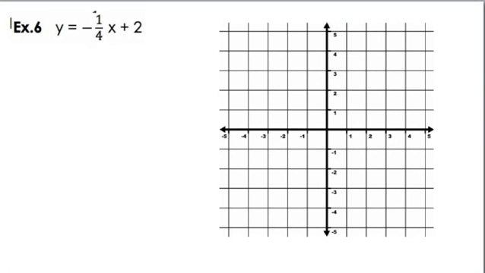Last one. Let's fix that. Okay. All right, so last one, I want you to try this on your own. I want you to graph this, hit pause, identify the slope, identify the y-intercept, and then graph it, and then hit play, and let's see how you did.